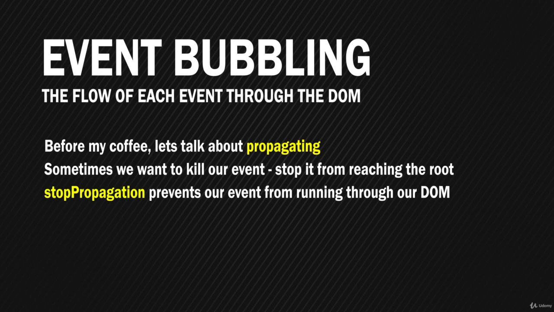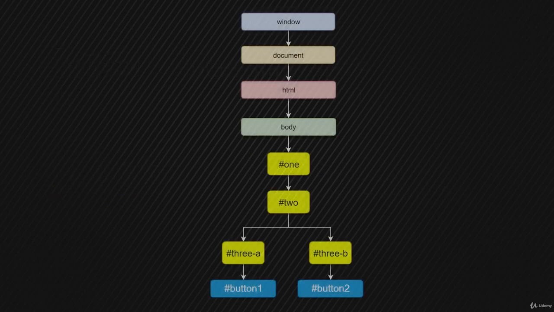Okay, sounds simple enough. So how does it work? Well, let's call up our DOM structure here. Remember this one? And remember we inserted a click listener on that button 1? Well, let's also insert a click listener on the div with ID of 3a. And what do you think would happen if we put the stop propagation method on the div with ID of 3a? What would happen?